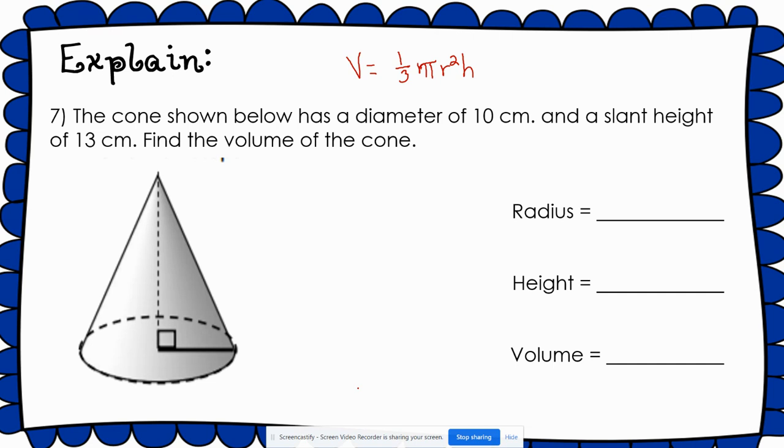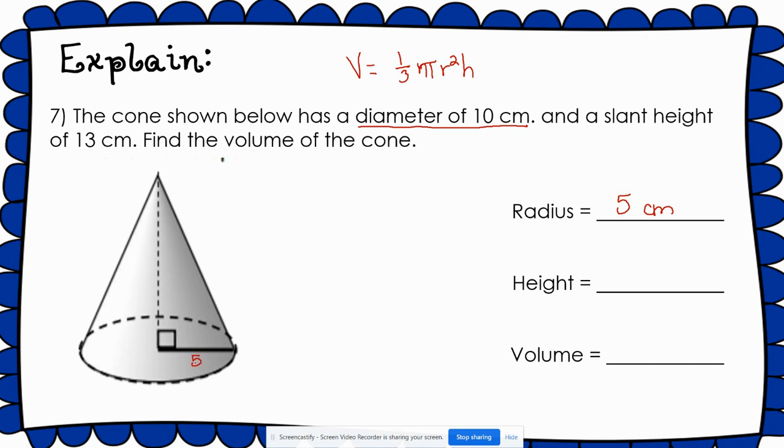Now we're going to use this to find the volume of the cone. We need to look at the information that this gives us. It says that the cone has a diameter of 10 centimeters. Well, remember, diameter is the total length across. But for a volume of a cone, I actually need the radius. So if the diameter, the whole distance across, is 10, then the radius is only half of that. So that means that the radius is 5 centimeters.